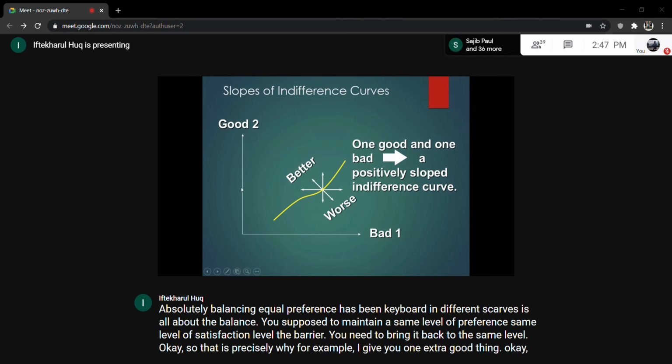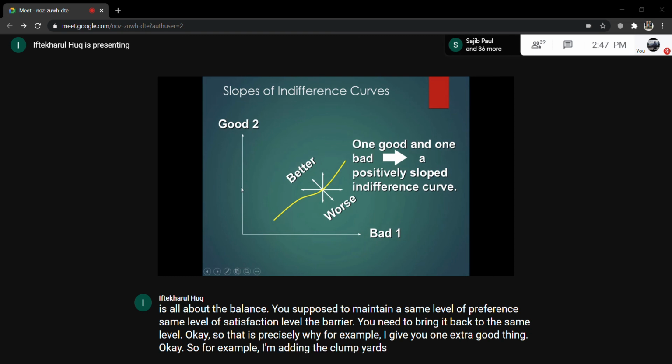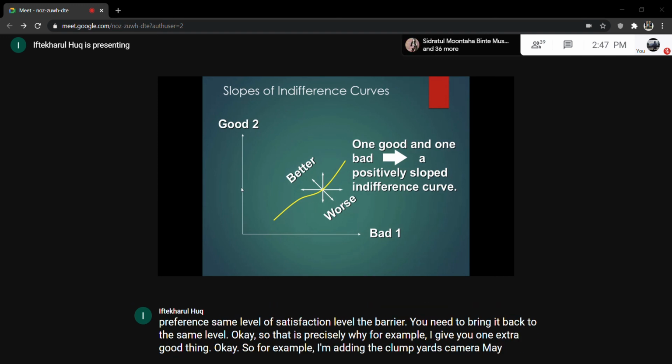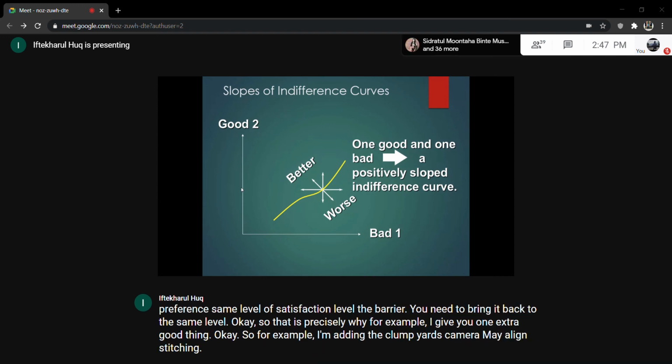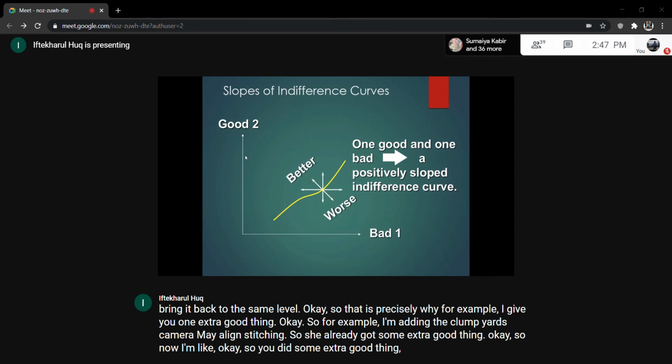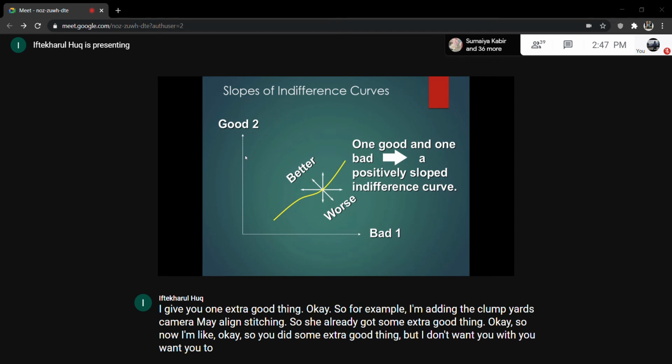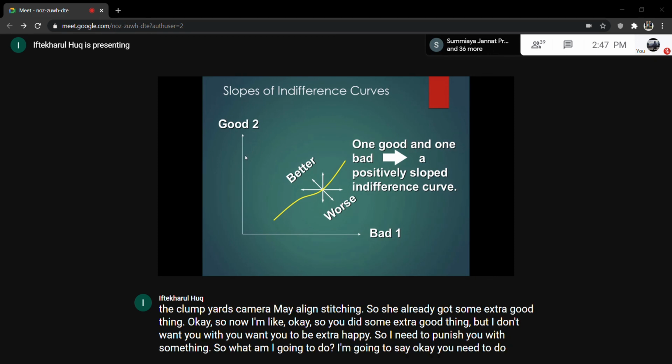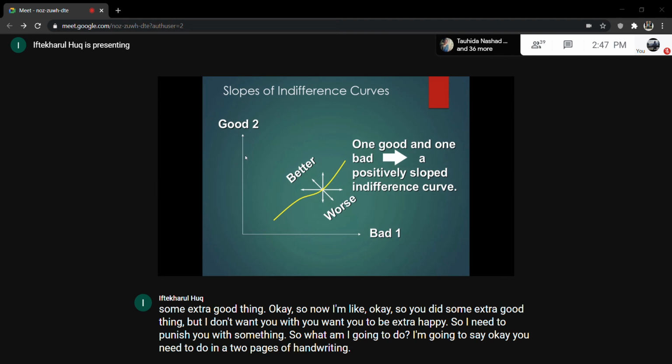So for example, I see that today my daughter, while I am taking class, takes this opportunity to watch 1 extra hour of TV, which she is not supposed to watch. So she already got some extra good thing. Now I'm like, okay, you got some extra good thing, but I don't want you to be extra happy. So I need to punish you with something. So what am I going to do? I'm going to say, okay, you need to do 2 pages of handwriting.